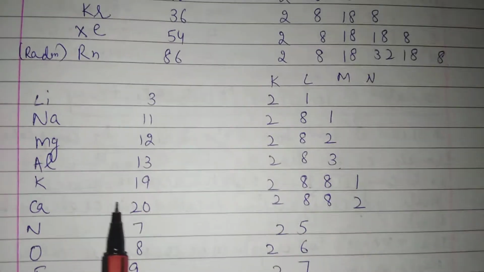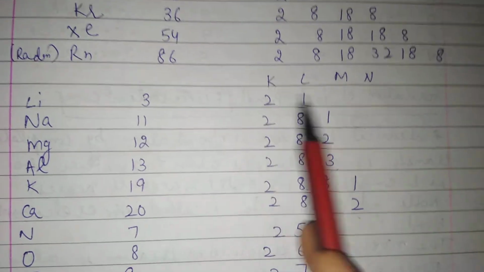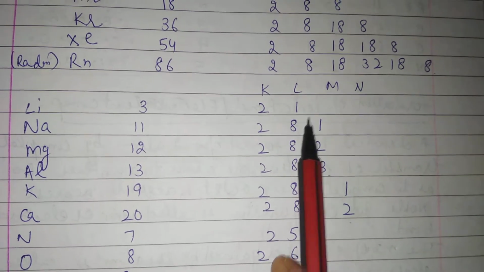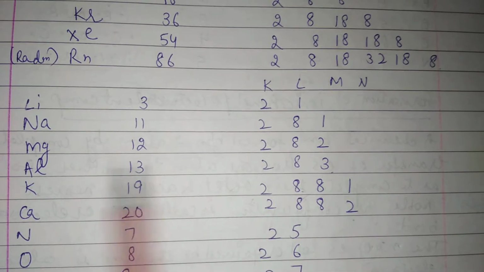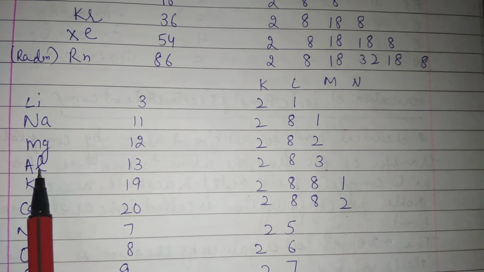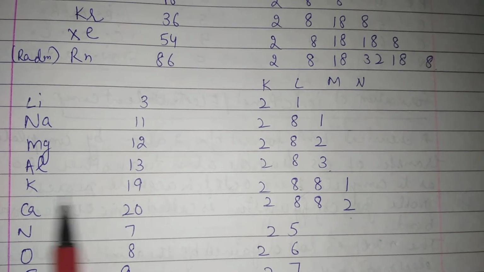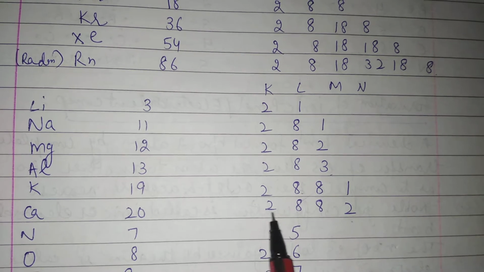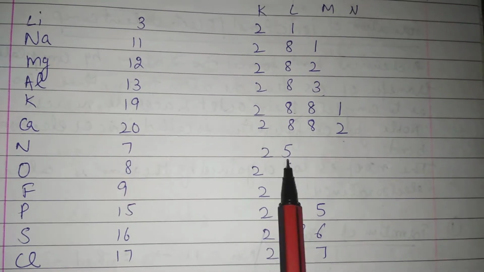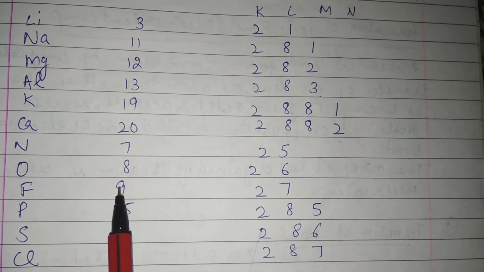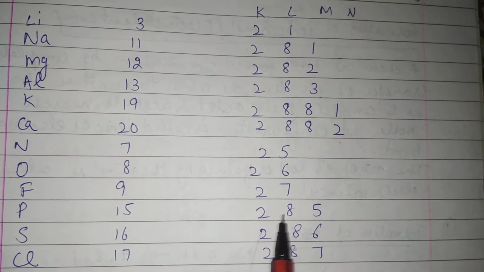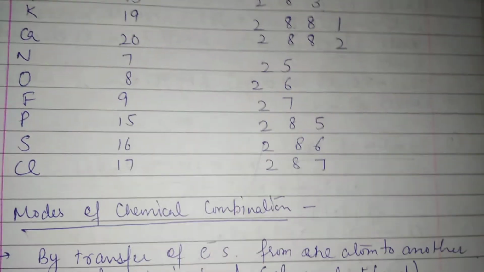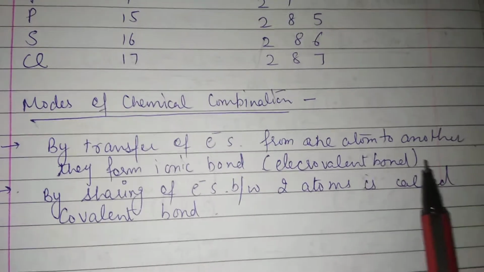Now, other than the noble gases, lithium has 3: 2, 1. One electron is present in the outermost shell. Sodium 11: 2, 8, 1. Magnesium 12: 2, 8, 2. Aluminium 13: 2, 8, 3. Potassium 19: 2, 8, 8, 1. Calcium 20: 2, 8, 8, 2. Nitrogen 7: 2, 5. Oxygen 8: 2, 6. Fluorine 9: 2, 7. Phosphorus 15: 2, 8, 5. Sulfur 16: 2, 8, 6. Chlorine 17: 2, 8, 7.